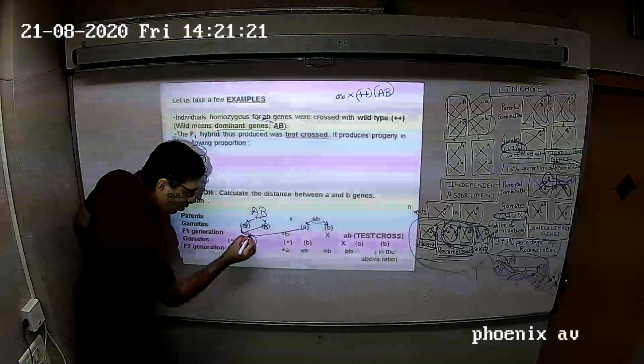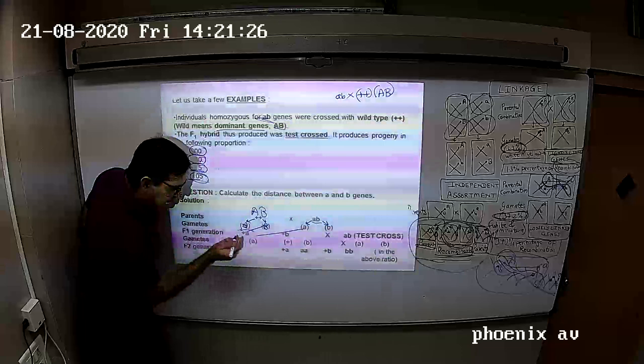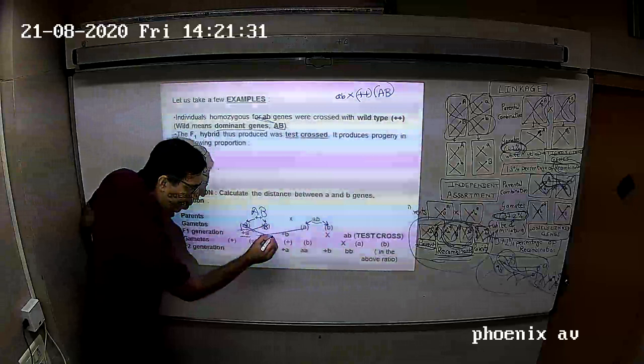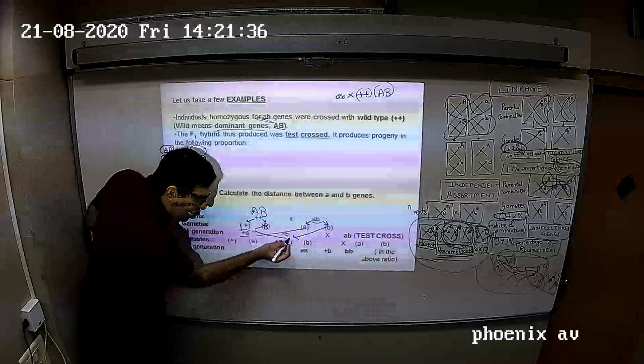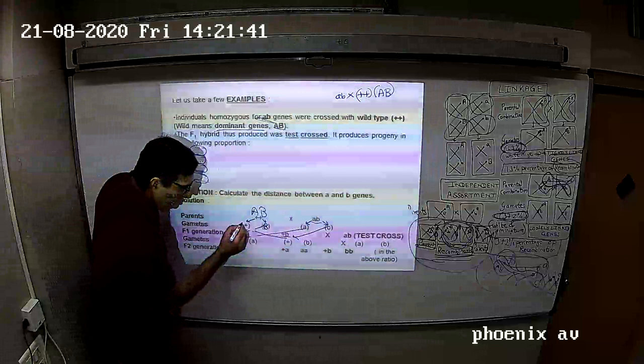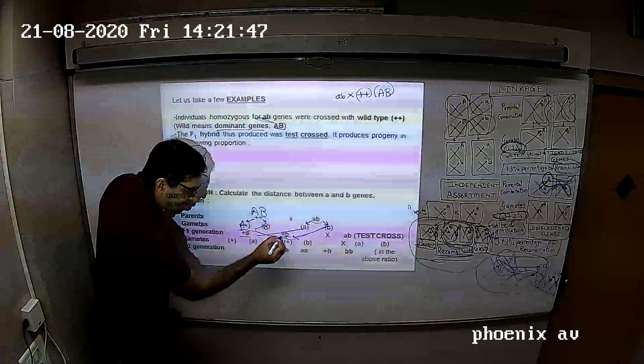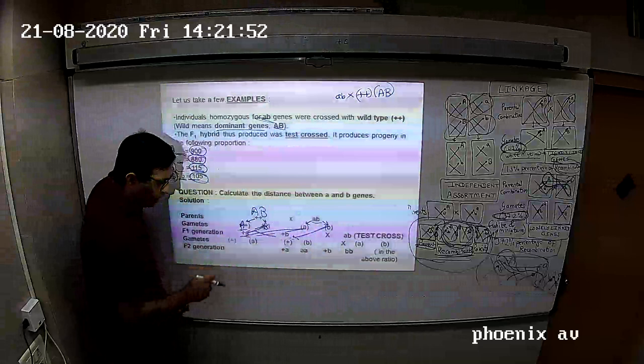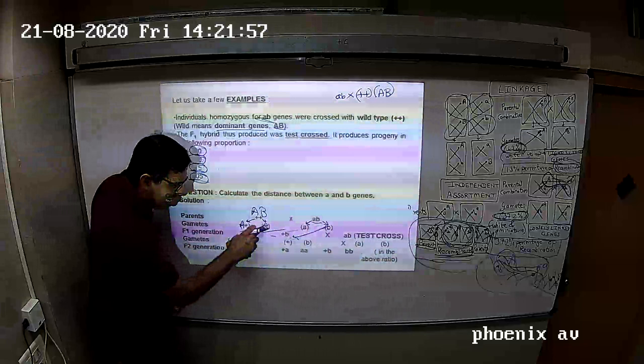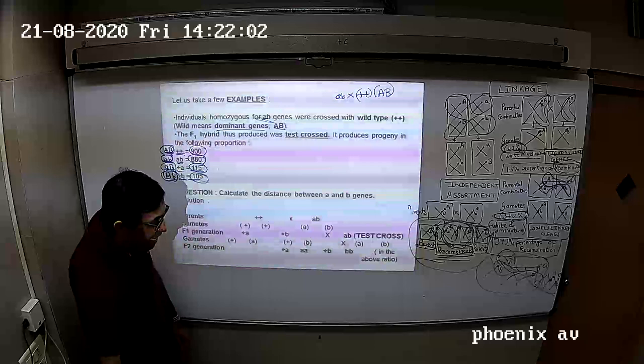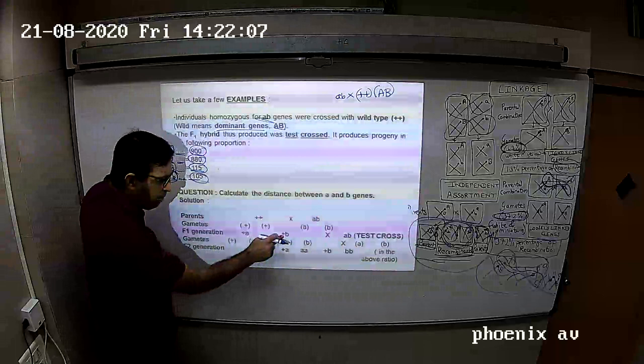What is that written as? Plus A. And you get capital A with small b. What is that written as? Plus b. Everybody clear? So, capital A, small b, written as plus b. And small a, capital B, written as plus A. That is the F1 generation. So the F1 generation is plus A, plus B.